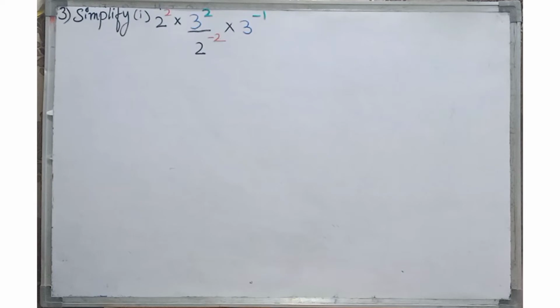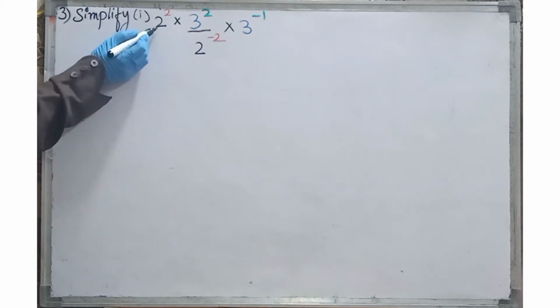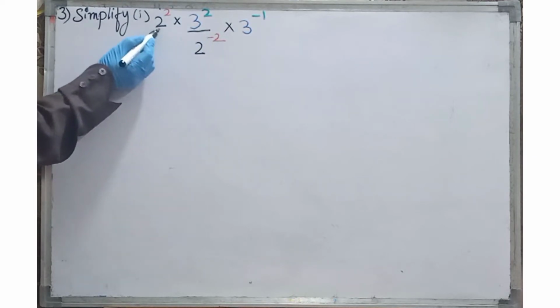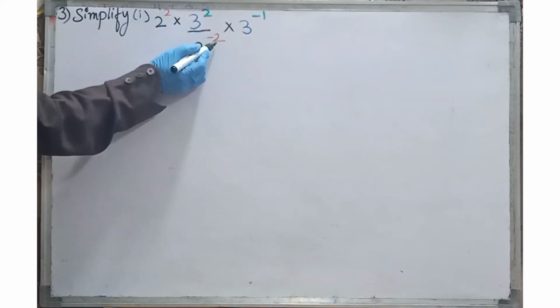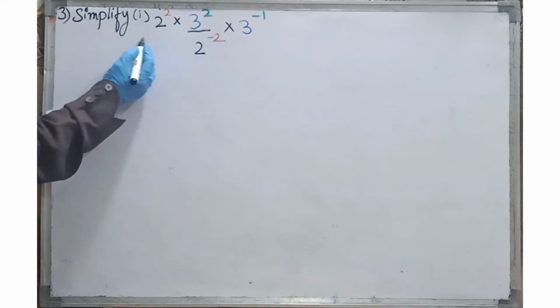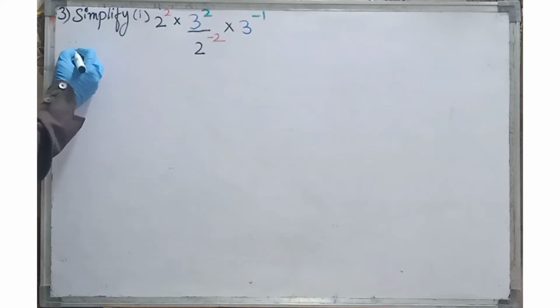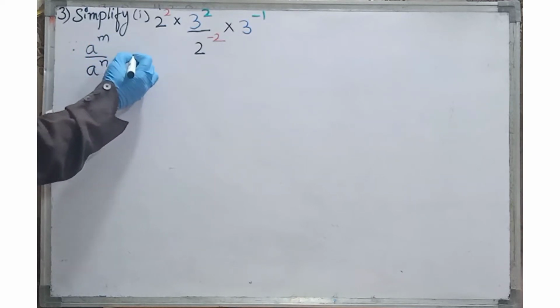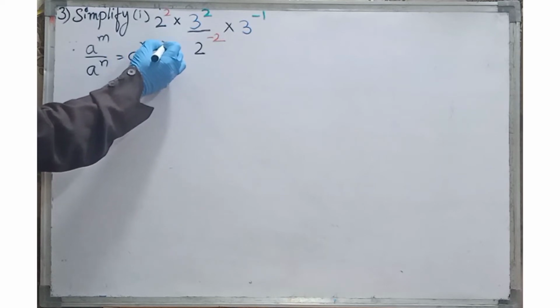Simplify 2 power 2 into 3 power 2 into 3 power minus 1 by 2 power minus 2. I have used different colors for different bases and exponents. Here, we have 2 power 2 and 2 power minus 2. In these two, the bases are the same and the powers are different. So which formula can we use? We can use a power m by a power n is equal to a power m minus n.